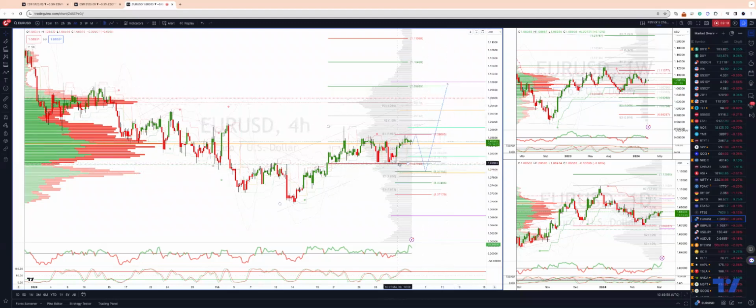As long as we maintain any corrective action here into the 107.70s, 107.75 area. If we lose that as support, then I think we're going to take another look at 106.90s to the downside.